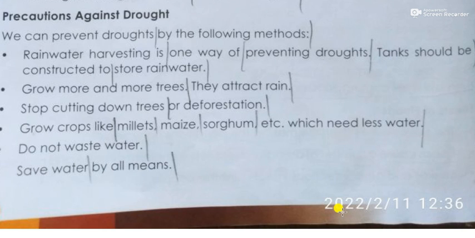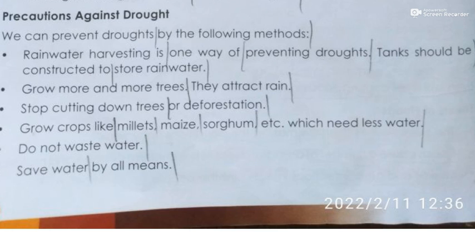Okay, and what are the precautions we can take? Okay, so there are very good precautions we have to take care of. Rainwater harvesting is one of the ways to prevent droughts. Okay, this is a very important thing. If we can save the rainwater, that will be a very easy way to prevent drought. Okay, we can construct tanks or storage which can contain rainwater, so that during the dry times we can use that water, okay, for cultivation and for agriculture.